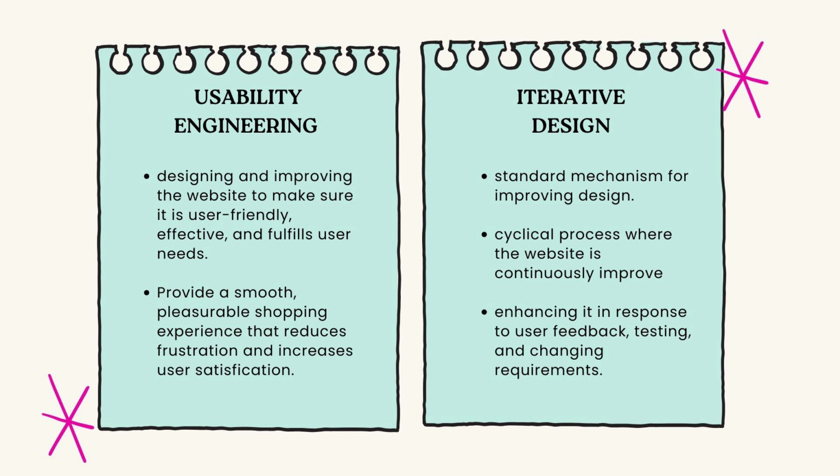Iterative design. Iterative design is a standard mechanism for improving design. Besides that, it is also known as a cyclical process where the website is continuously improved by designing, implementing, and evaluating the design until it meets all the requirements. For example, enhancing it in response to user feedback, testing, and changing requirements.